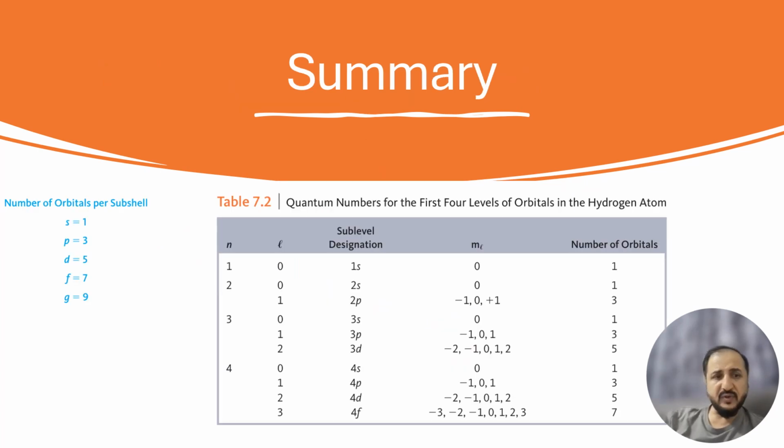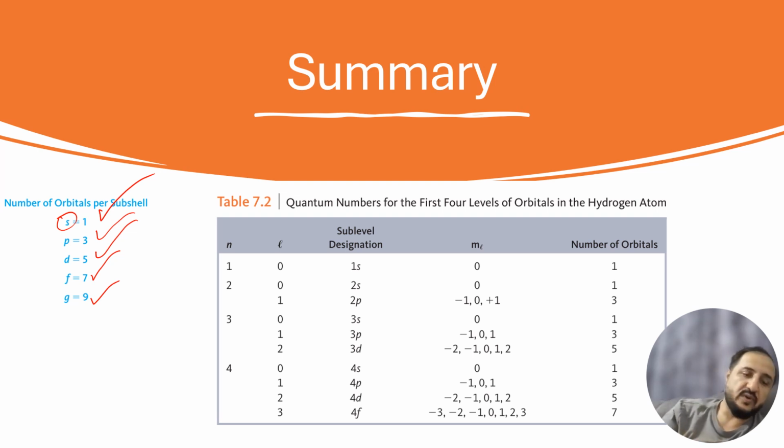Here's the summary for you. For the number of orbitals, we have S, which is one kind. You can see one is written there. P is of 3 kinds, D is of 5 kinds, F is of 7 kinds, and G is of 9 kinds. And every kind can accept 2 electrons, so the number of electrons will be 2 in it.